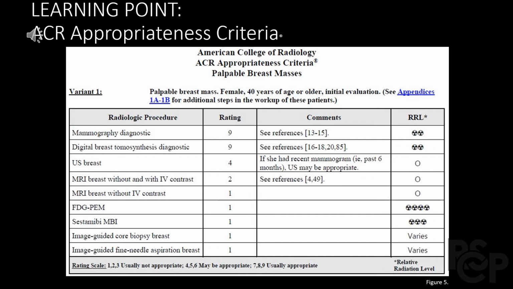For our patient, diagnostic mammography is the most appropriate radiologic procedure. Note that breast ultrasound receives a score of 4, which is not the most appropriate procedure for the initial evaluation.